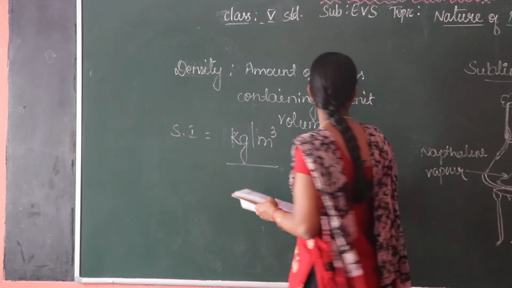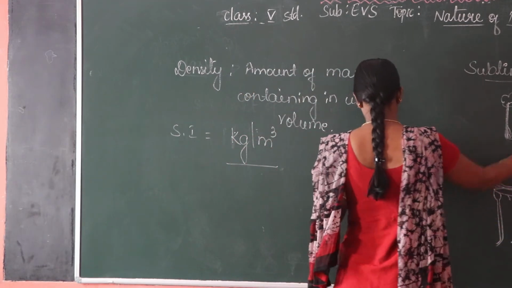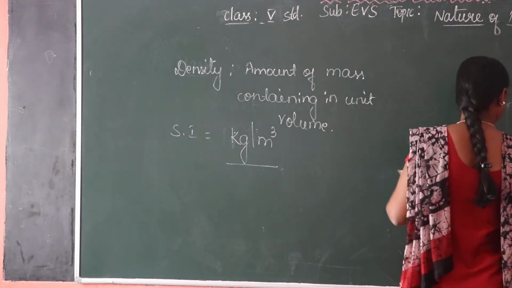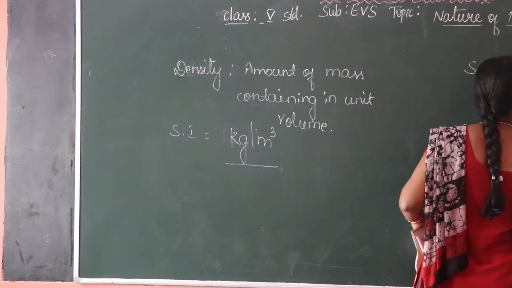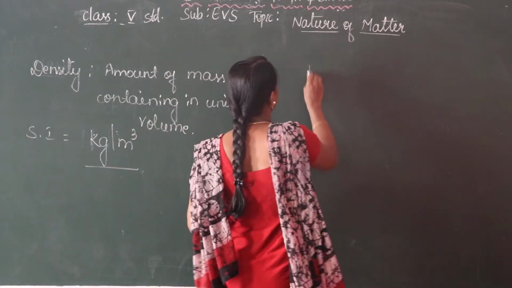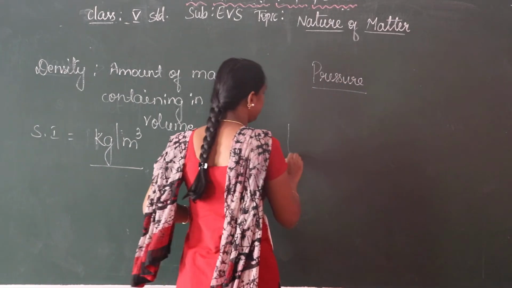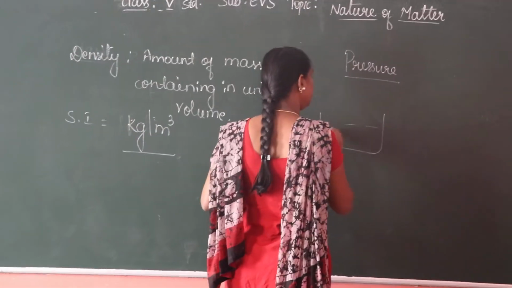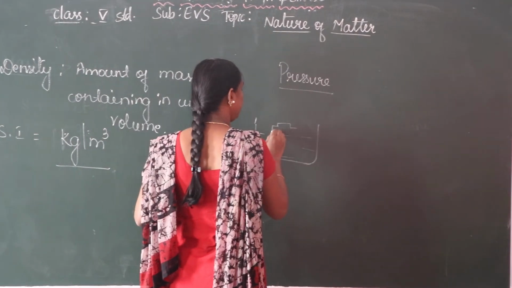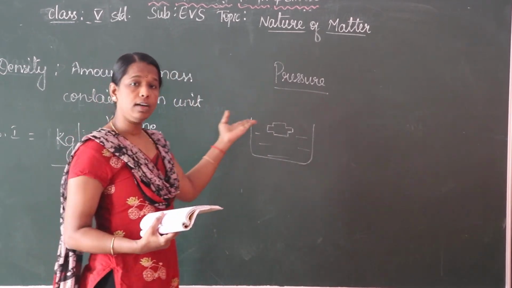Next, let me discuss pressure. Take a tumbler containing water, and place a blade or some object on the tumbler horizontally. What happens? Here I will take a tumbler filled with water. First I will place the blade horizontally. What happens? It floats easily on the water.